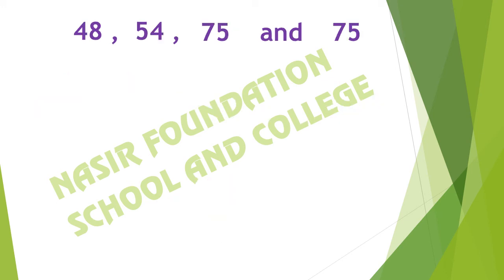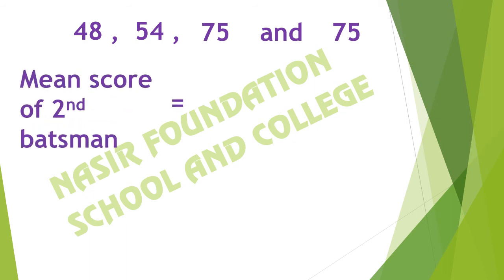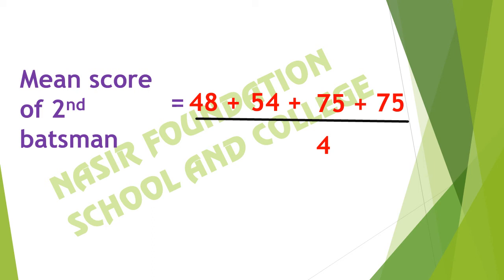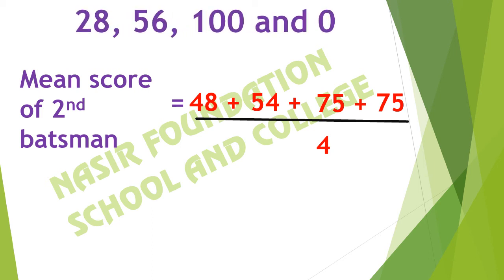Now we will find out the mean score of second batsman. We can find it by adding all these values. We will add 48, 54, 75 and 75, and we will divide it by 4 because number of values are 4. Here the sum of values we get is 252. Now we will divide 252 by 4.